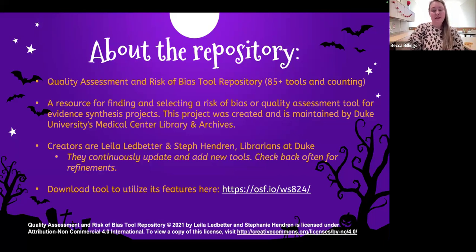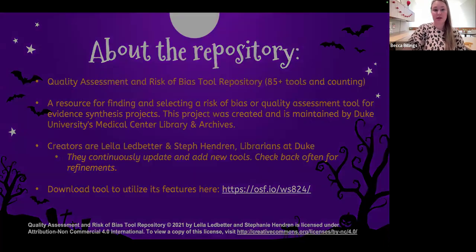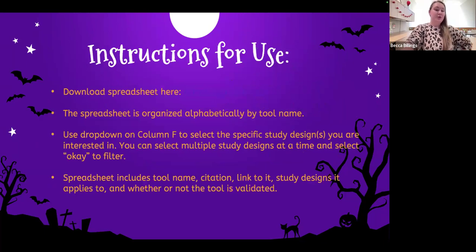Now, whenever we send the slides, I'm not going to send this tool. I have the link to it so you can download it so they get credit for it. But as far as how to use the tool, you can download the spreadsheet, and oh, the link didn't show up as pretty here. But the tool list is organized alphabetically, and then in column F, there is a study design list. So you can select the specific study designs that you are working with and then narrow it down to see what study tools would be best suited for assessing those study designs.